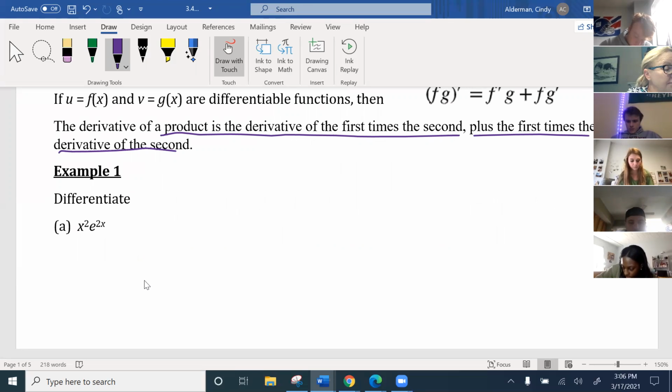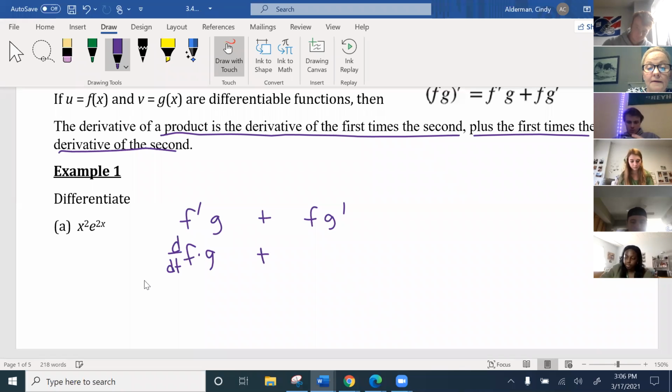All right, so let's write the formula down very explicitly here. So we got f prime g plus f g prime. And then let's make sure we all understand what that means. This means take the derivative of f and multiply it by g, and then take f and multiply it by the derivative of g.